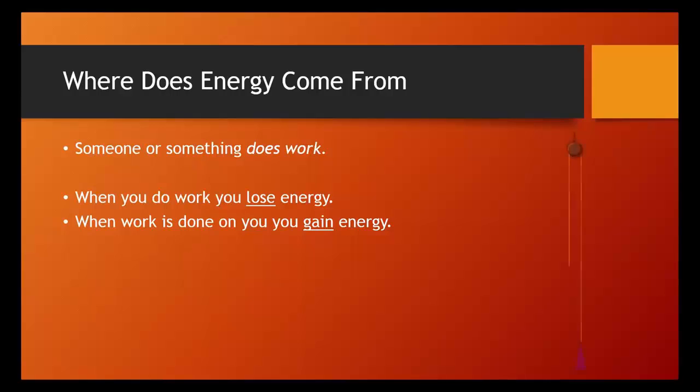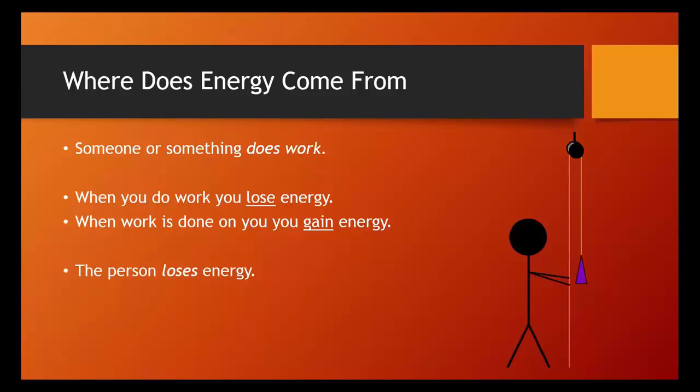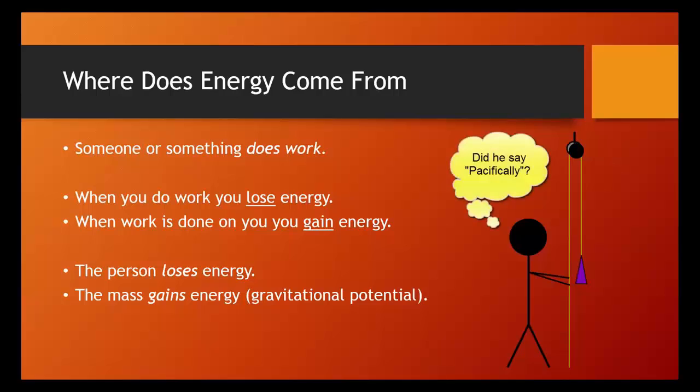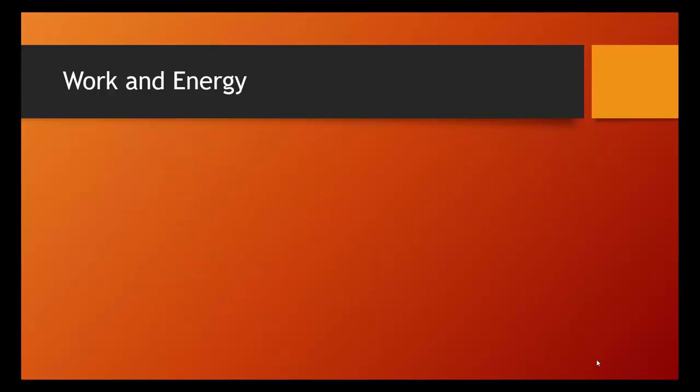Let's take a look at an example. Here we have a mass attached to a rope that's hung over a pulley. This person is going to pull down on the rope, lifting the mass into the air. The person lost energy. They are tired. They have to go have a snack. The mass gained energy. Right here, it specifically gained gravitational potential energy. So clearly, work is related to energy. In fact, work equals the change of energy. We can write that as W equals delta E.